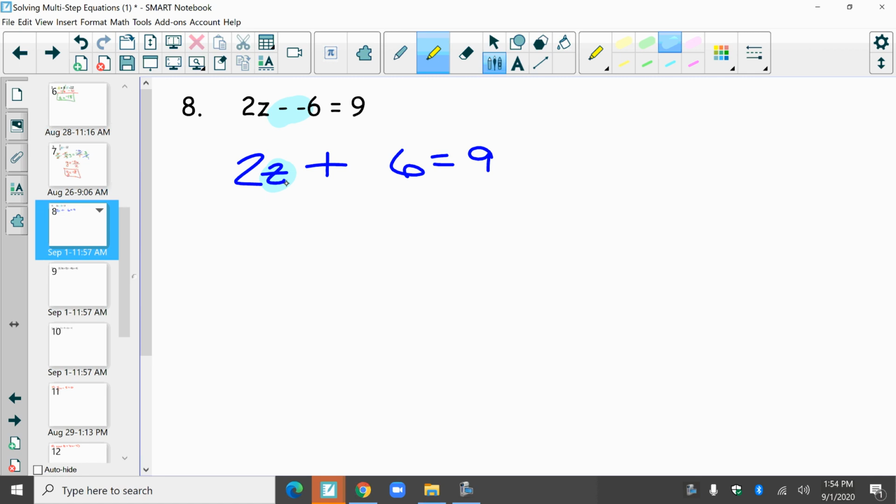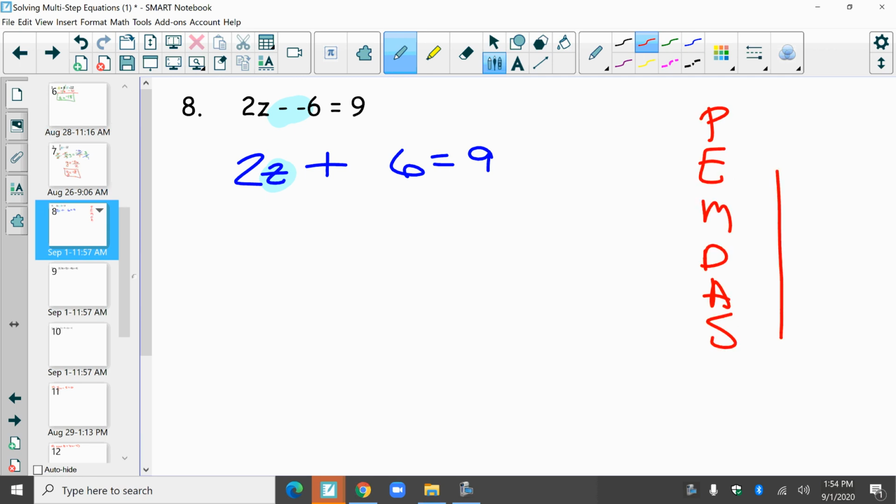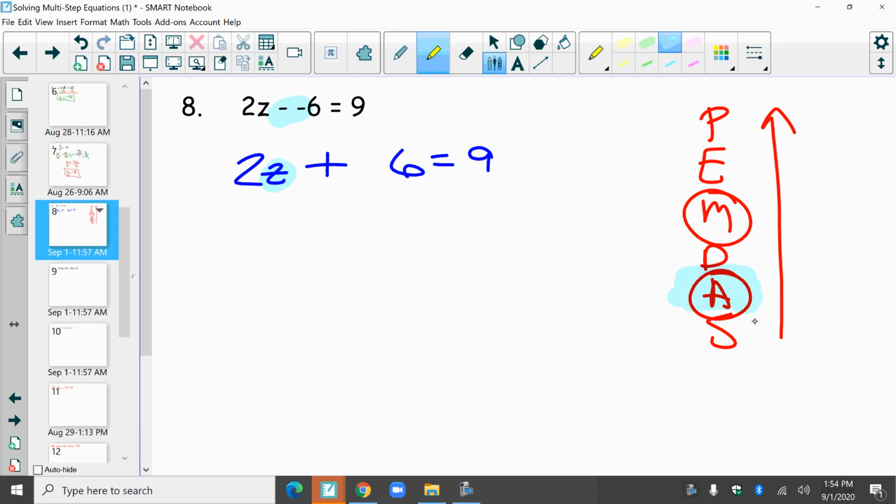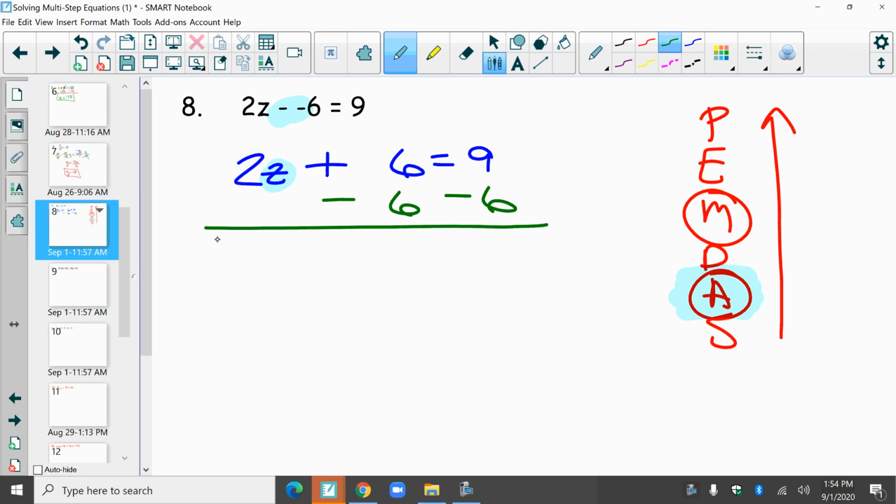There's the 2 attached by multiplication, and there's the 6 attached by addition. But if you recall, we were doing PEMDAS backwards, which means do I get rid of the multiplication or do I get rid of the addition first? Well, remember we're working backwards, so that means we get rid of the addition first. Okay? So how do I get rid of a plus 6? I'm going to subtract 6 from both sides.